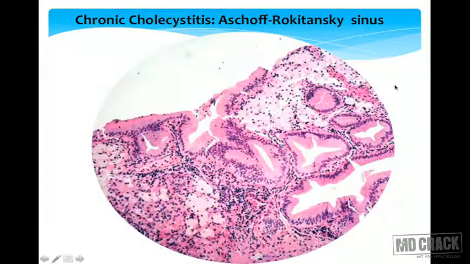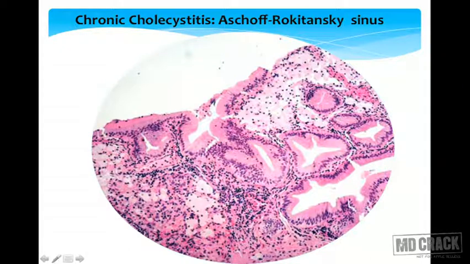What we see microscopically is very peculiar and interesting. Remember one point, that the gallbladder does not have a submucosa. There is an epithelium and then directly a muscle layer. The epithelium and this area, which we call the subepithelial area, show a dense deposition of lymphocytes and plasma cells. So that is chronic cholecystitis.